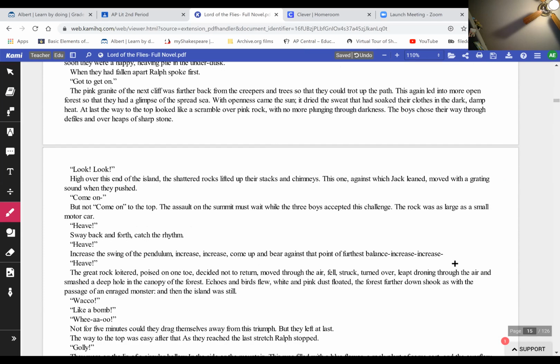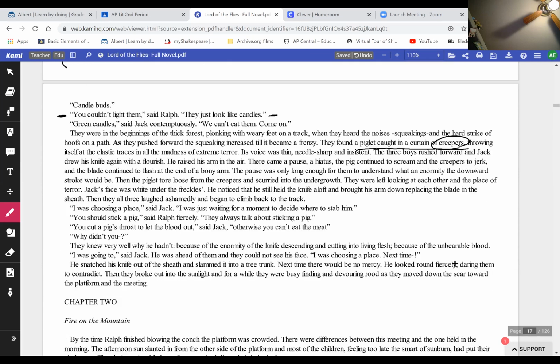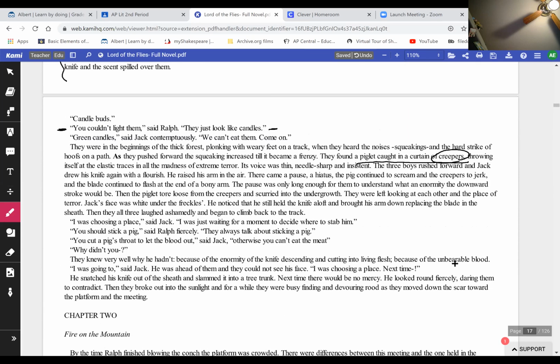Now we get to this point here with Piglet, and it's caught, and Jack's going to kill it. They're going to have meat, you know, good pork chops, some sausages, awesome, fantastic food. Some nice pork spare ribs. "There came a pause. The pig continued to scream." So there's this screaming, and the creepers are jerking. And what does he do?